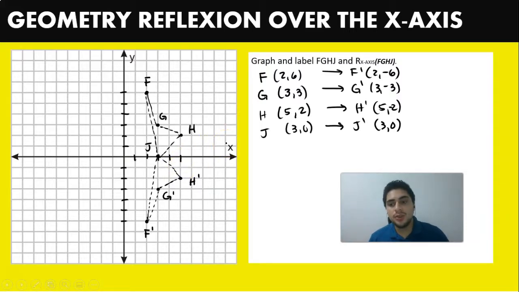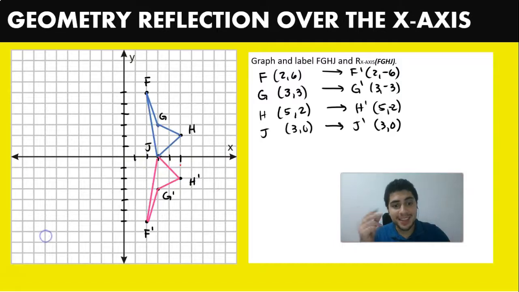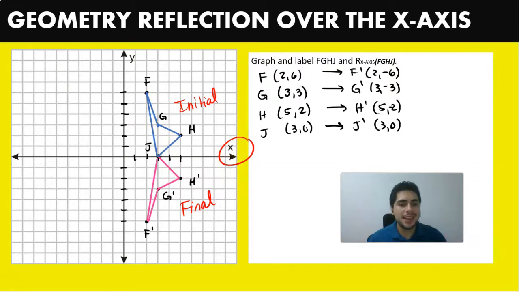So this is how we do our reflection, guys. We basically found the original polygon, and then we found the reflection. And here is the final product. We have the initial quadrilateral, and then we use our axis of reflection, which is the x-axis, and then we have our final product, which is the mirrored image over the x-axis.